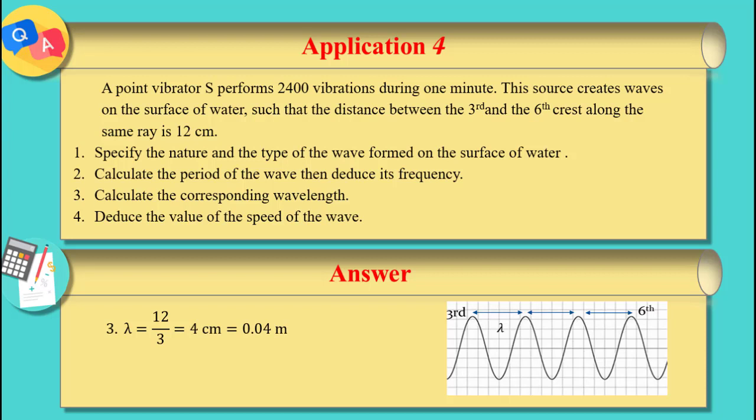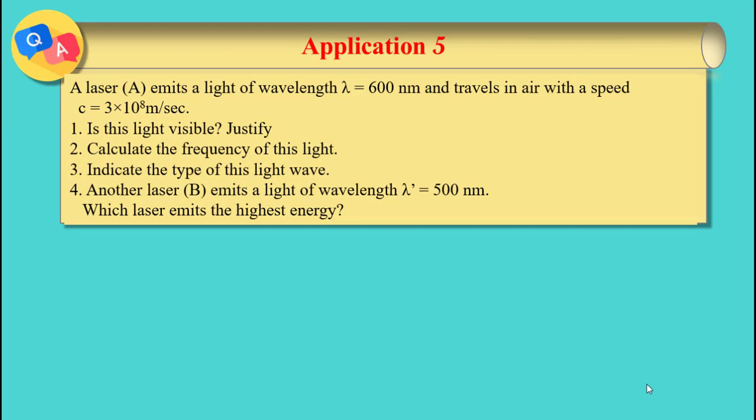In the last part, you are asked to deduce the value of the speed of the wave. You can calculate the speed by applying the formula, either by dividing lambda by the period or by multiplying lambda by the frequency, and all these factors we have calculated their values in the previous parts. Then V is equal to lambda times F is equal to 1.6 meter per second. Let's solve another application. Also pause the video and try to solve it by yourself.